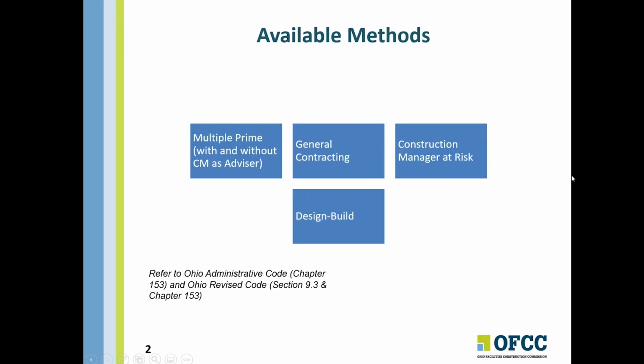Construction Manager at Risk is one of 4 available project delivery methods to public authorities in Ohio. The others are multiple prime, general contracting, and design build. There are some similarities between these delivery methods, as well as some key differentiators. Due to those differences, a particular delivery method may provide a better fit with the characteristics of a specific project.